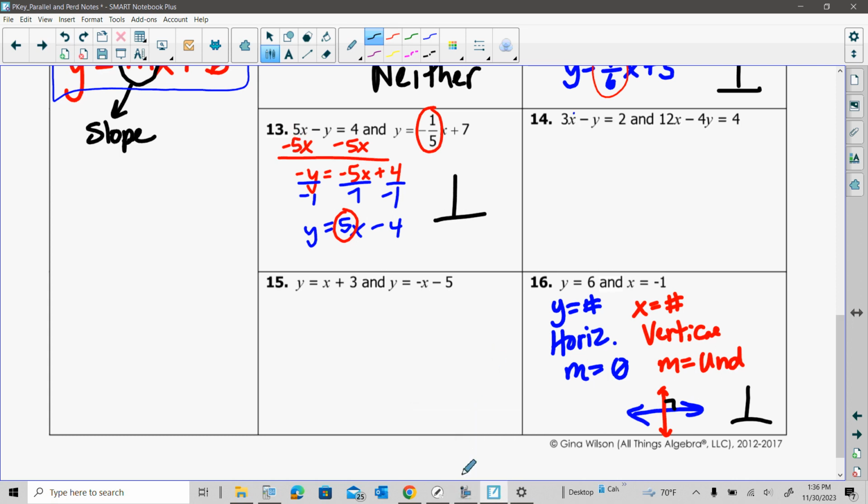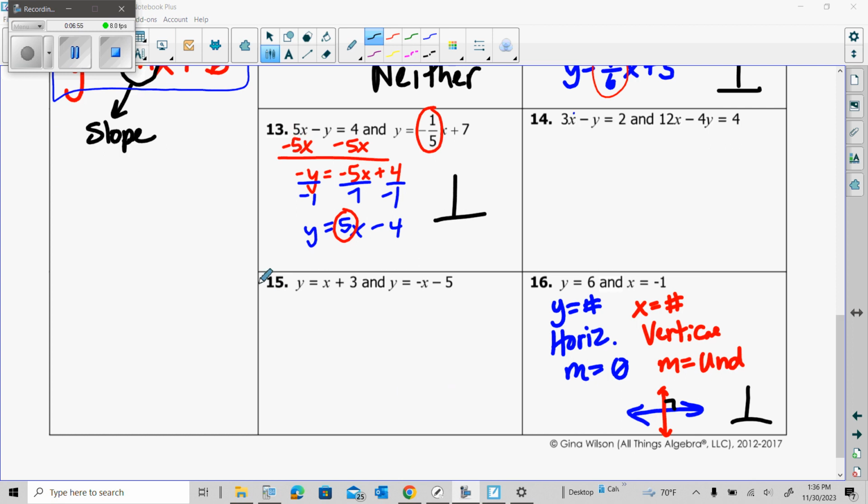And like I said, this is going to be turned in or checked, stamp checked in your spiral.